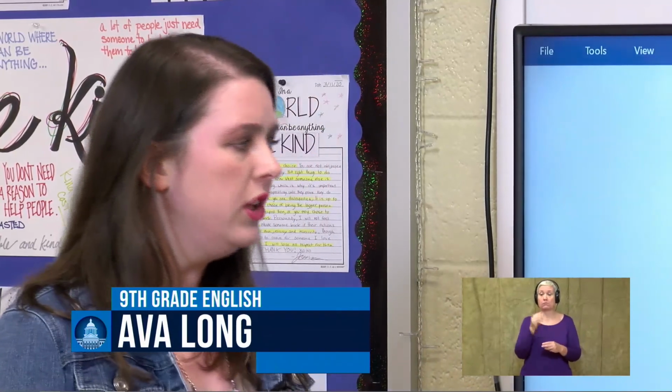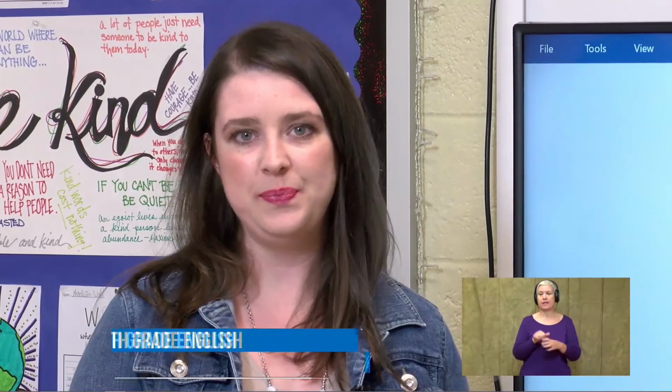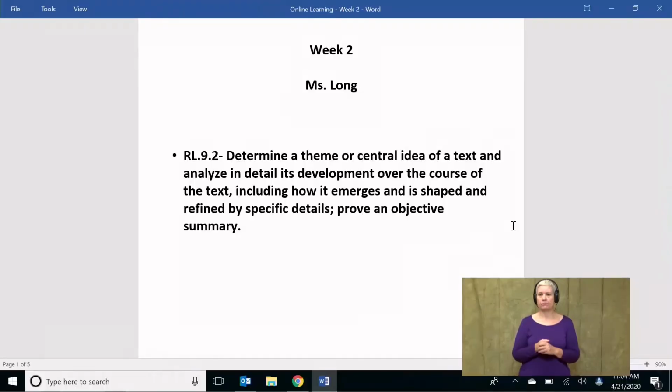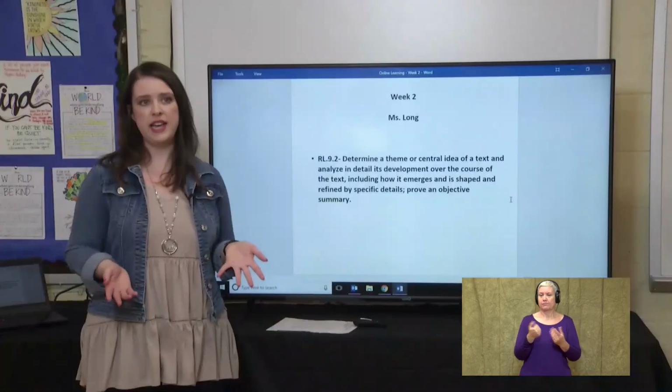So what we're looking at last week and this week is this standard right here, okay? Determine a theme or a central idea of a text and analyze in detail its development over the course of the text, including how it emerges and is shaped and refined by specific details. Last week, we looked at a couple of different poems and we saw how that theme is developed in a poem.